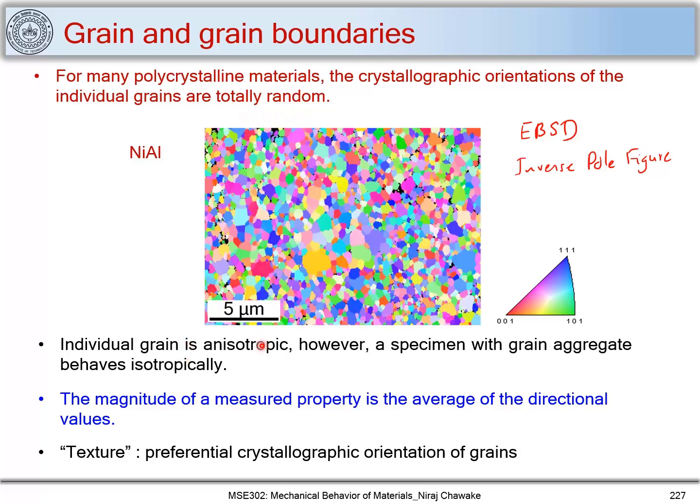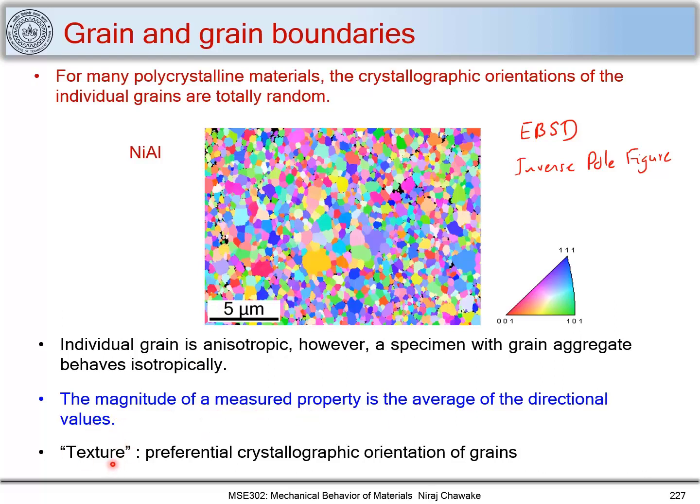We know that an individual grain behaves anisotropically, that means it has properties varying with direction. However, if we consider the aggregate of all these grains, we can say that the polycrystalline material behaves isotropically. Thus, the magnitude of measured properties is the average of directional values.